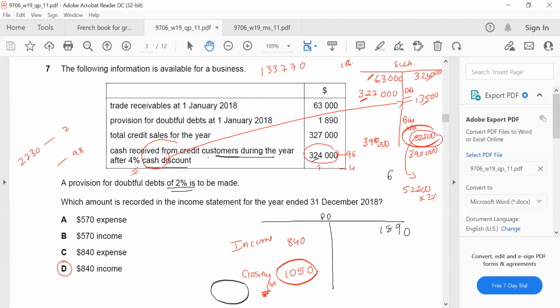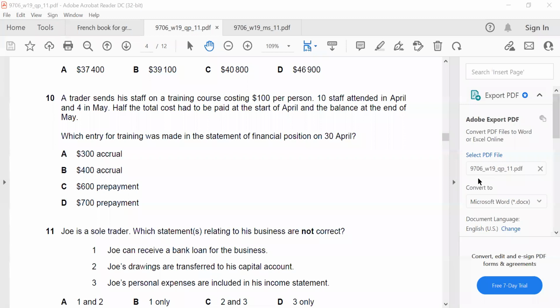I don't know. 10th month. What is the correct answer for this? That's A. Hmm? It's what? A. Yeah, it's A. Okay. Come on, let's see what is happening.